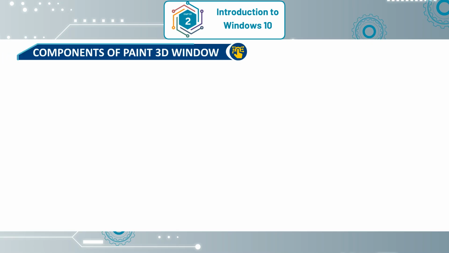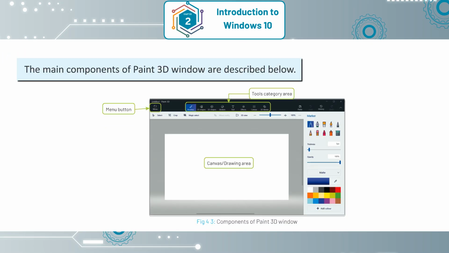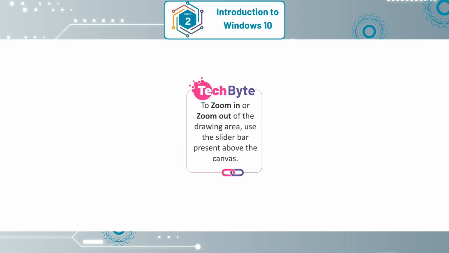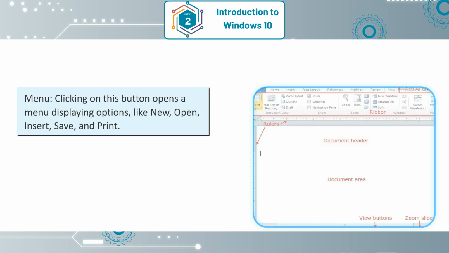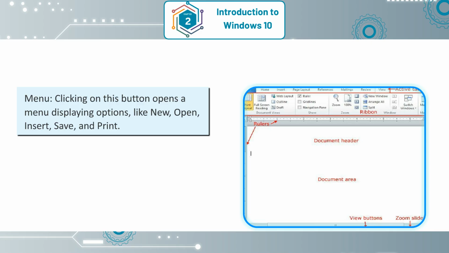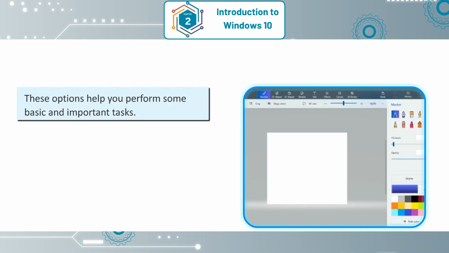Components of Paint 3D window. The main components of the Paint 3D window are described below. Figure 4.3. Components of Paint 3D window. Menu button. Tools category area. Canvas drawing area. TechByte: to zoom in or zoom out of the drawing area, use the slider bar present above the canvas. Menu. Clicking on this button opens a menu displaying options like New, Open, Insert, Save and Print. These options help you perform some basic and important tasks.